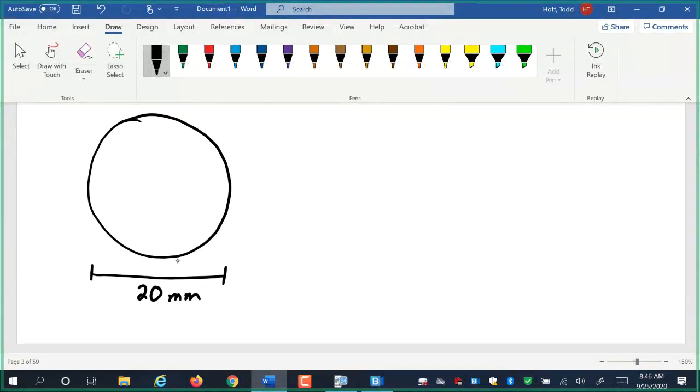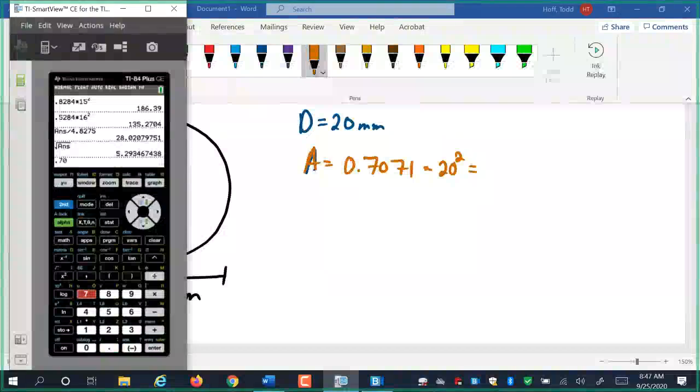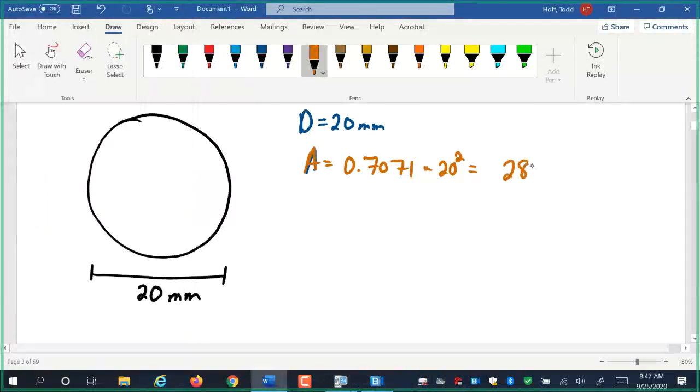Well, what we have here, 20 would be D, the diagonal. So if D equals 20 millimeters, the area of that is going to be 0.7071 times D squared. Times 20 squared gives us 282.84 millimeters squared, which is the area of the shaft we could create.